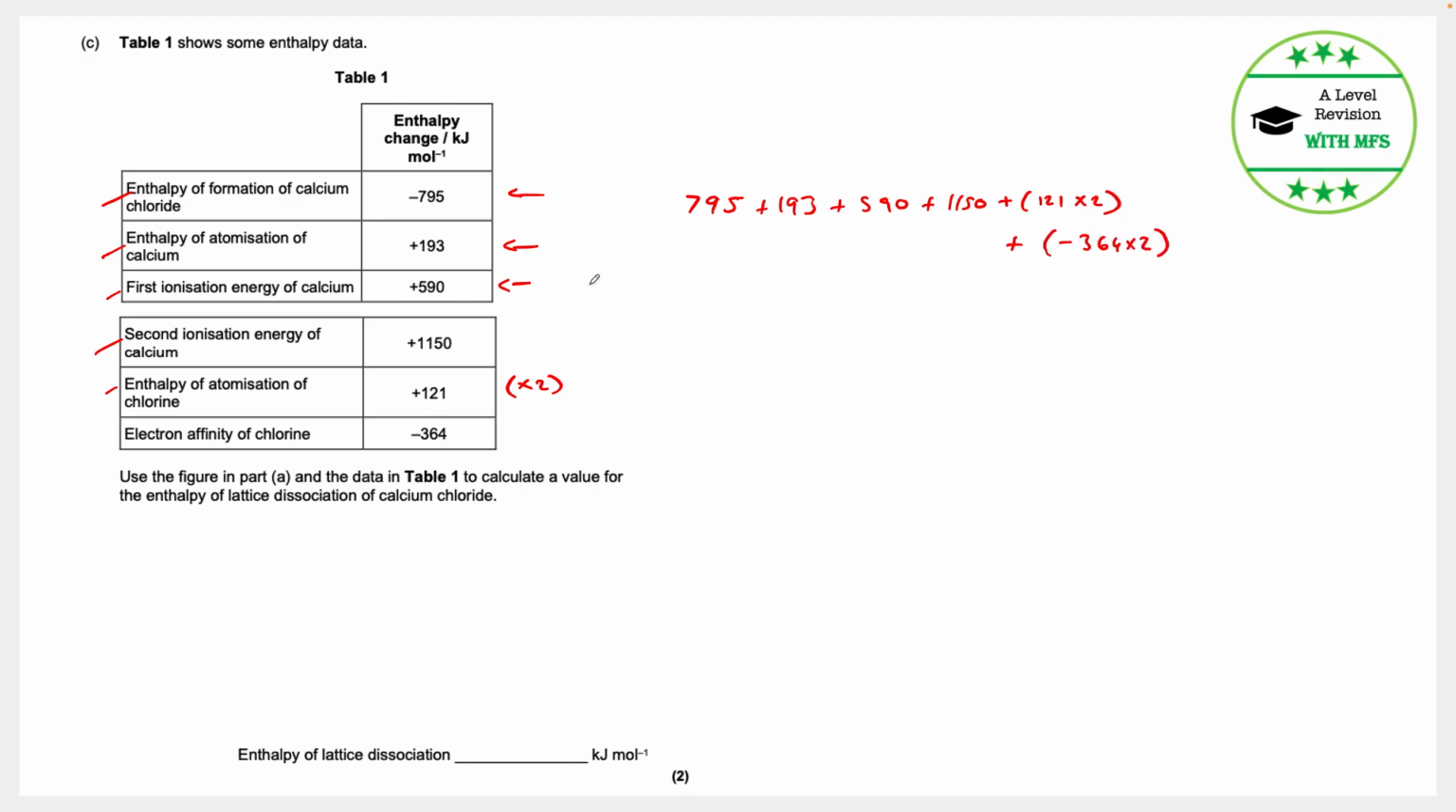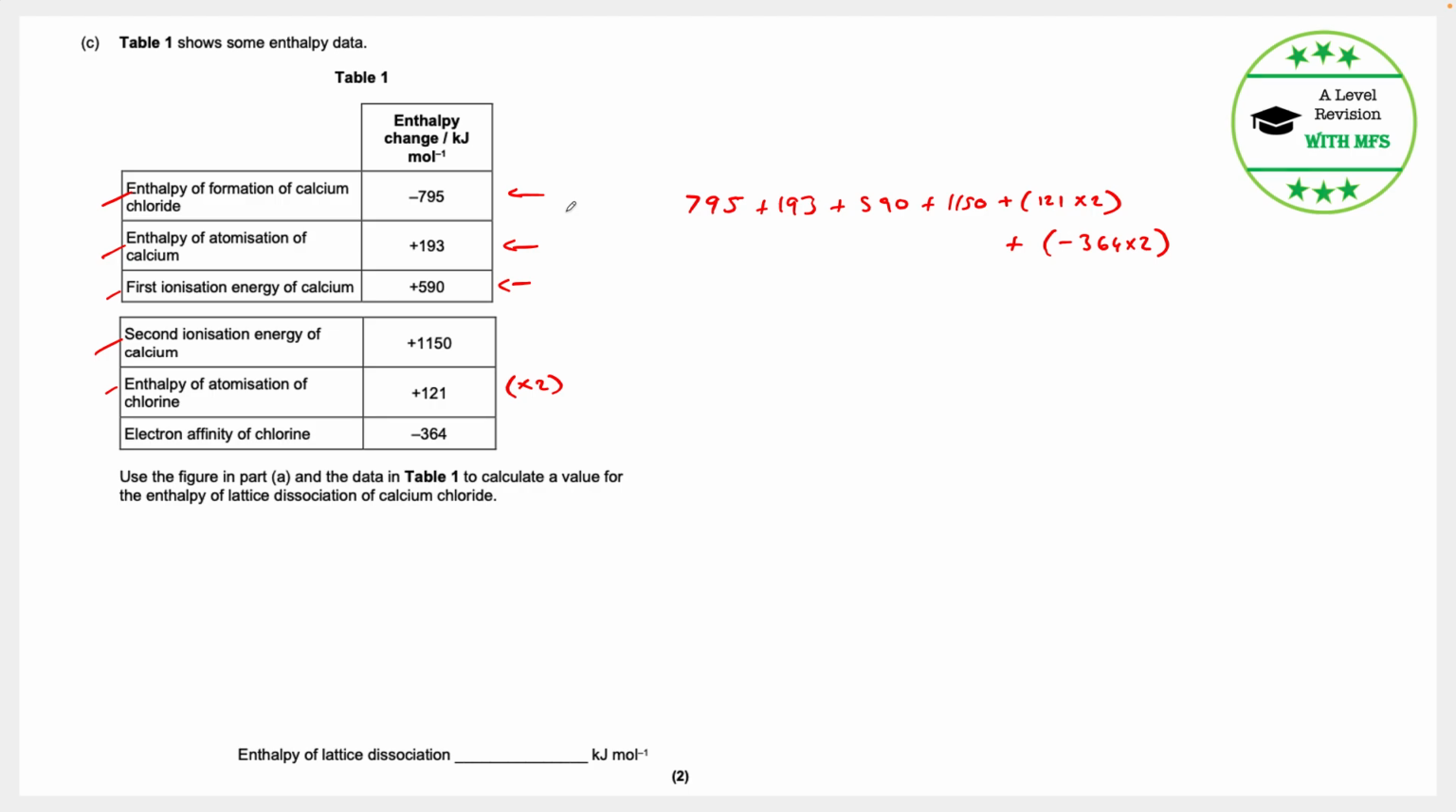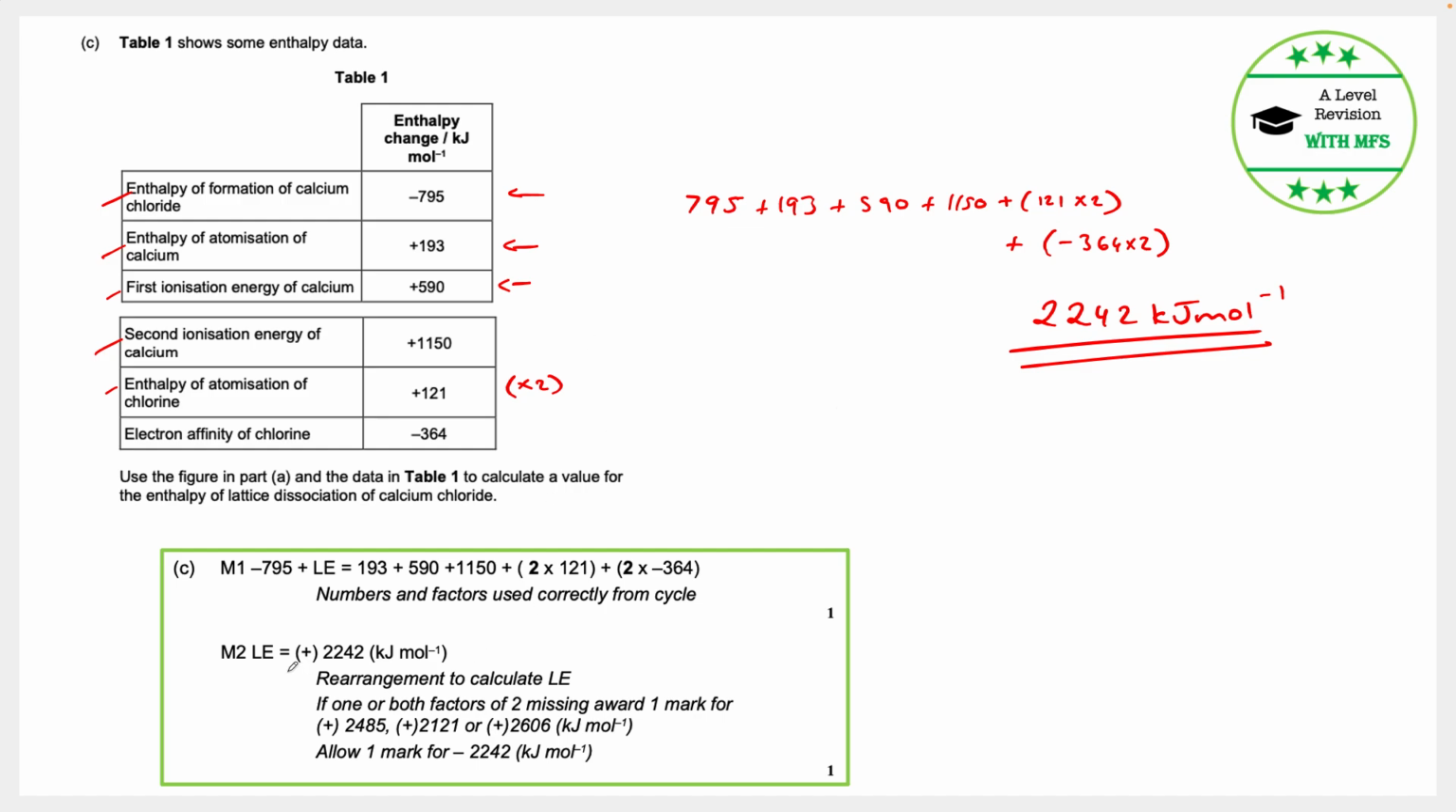Now this is something we can put into our calculator to work out the enthalpy change of lattice dissociation. So just type this into your calculator: 795 add 193 add 590 add 1150 add 121 times 2 add minus 364 times 2, and that should get you an answer of 2242 kilojoules per mole.